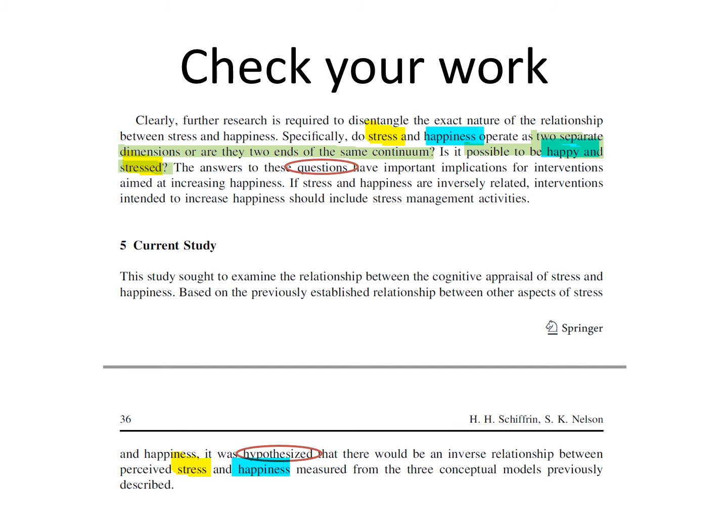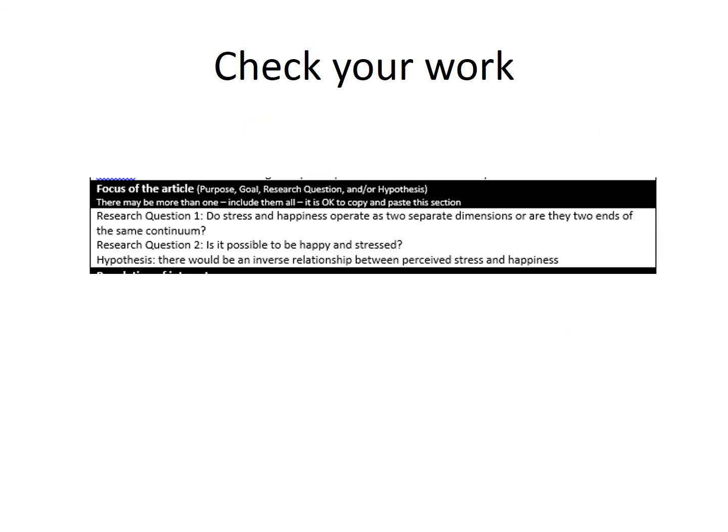The hypothesis and questions also all include the same two variables, stress and happiness. While the authors don't really explain it, the hypothesis suggests that they think the answer to the research question is that happiness and stress are on a single continuum, so it's not possible to be happy and be stressed at the same time. Your worksheet should include notes along these lines.